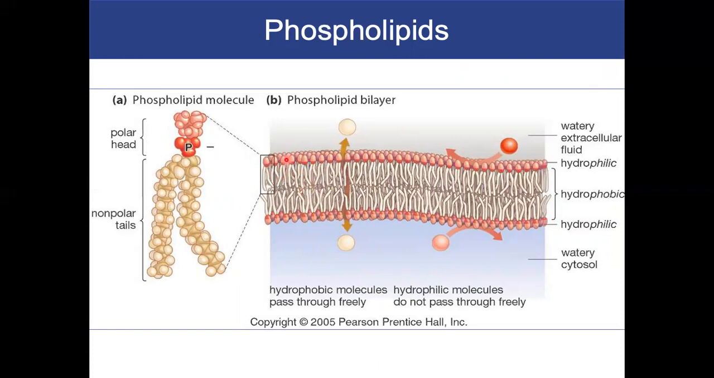So here's our plasma membrane. Here are the polar heads. Right? And then here are the nonpolar tails. And so the nonpolar tails sequester themselves among themselves because they're hydrophobic. They fear the water. They don't want to be around the water. The hydrophilic heads orientate themselves towards the water.